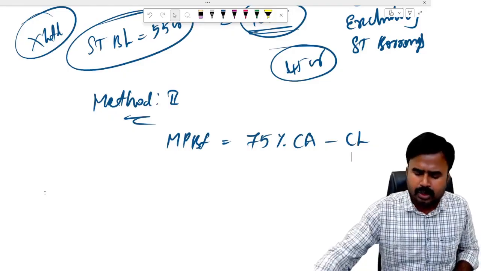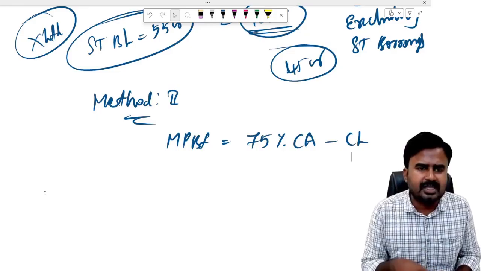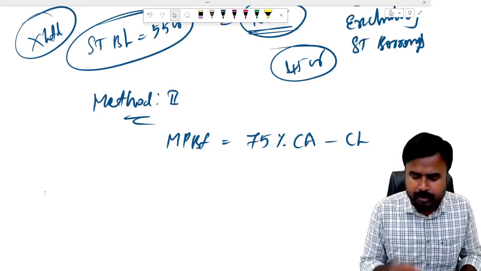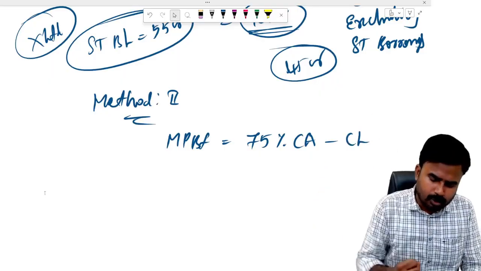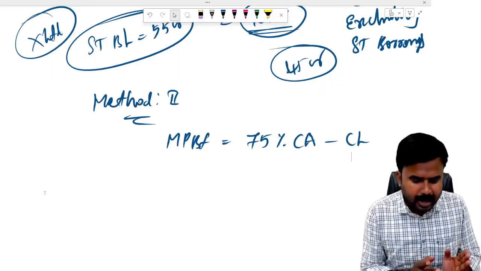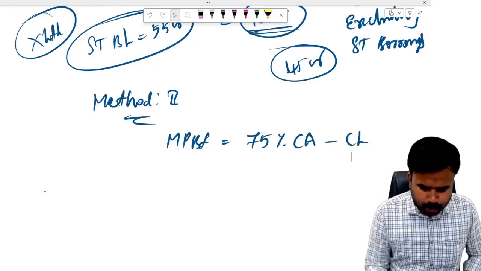Under this method 2, this is somewhat complicated. Out of total gross working capital, that is current assets, 25% must be financed from long-term sources. The balance 75% can be sanctioned by the banker subject to deduction of current liabilities. This is method 2.